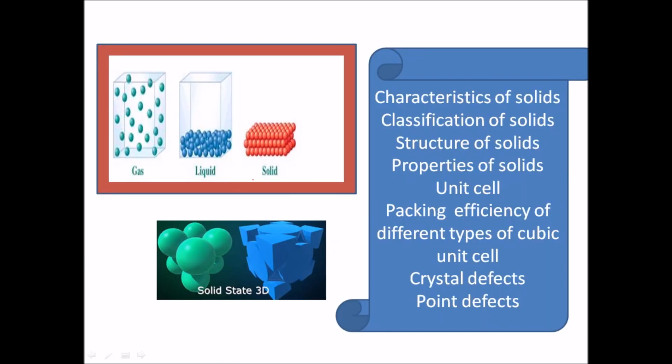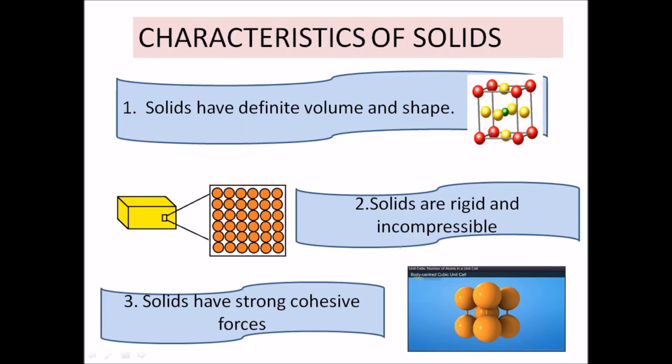We have already learned in the 11th standard that gas molecules move randomly without exerting reasonable force on one another. This year, we are going to concentrate more on the solid state of matter, in which we are going to deal with the characteristics of solids, the classification of solids, the different structures of solids, properties of solids, what is a unit cell, the packing efficiency of the different types of cubic unit cells, crystal defects, and point defects. Let us pass on to the characteristics of solids.